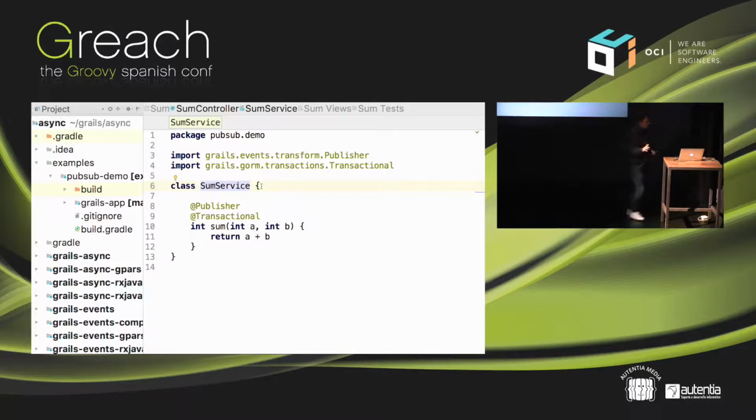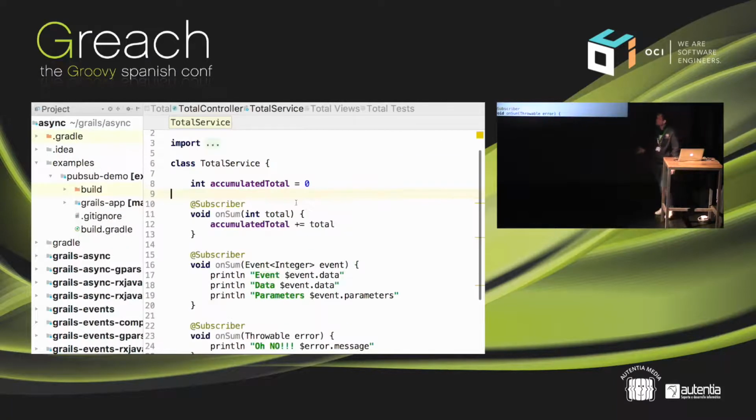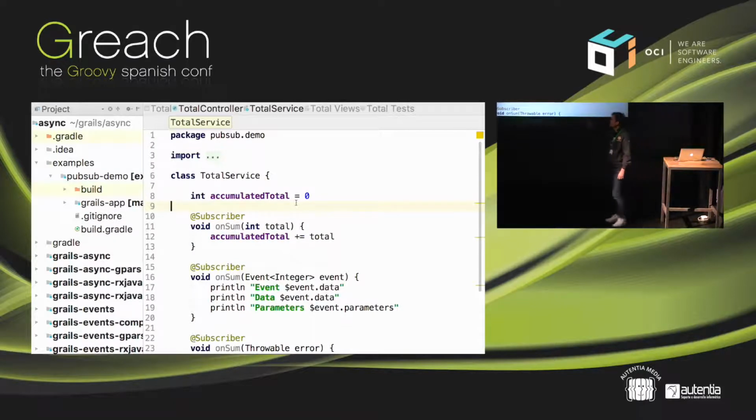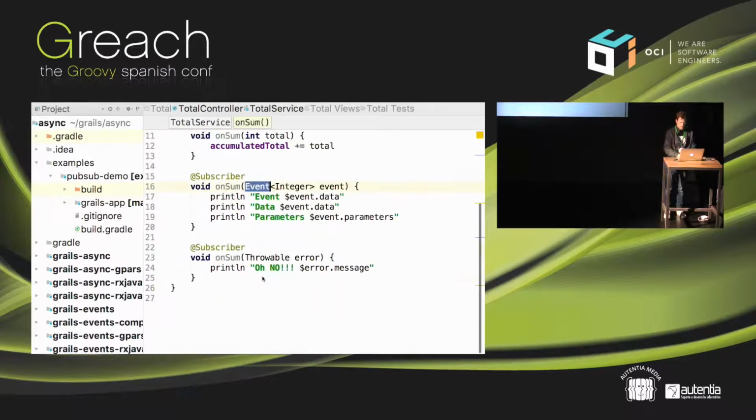So it's a publisher and it's transactional. Then I have a total service. Over here, it's another service. You can see it's a subscriber, and it's got a number of different onSum methods. This is completely not thread safe; it's just a trivial example for demonstration purposes. But it basically takes the total and goes accumulating the total. There's an alternative method that also receives the event, and one that receives a throwable.